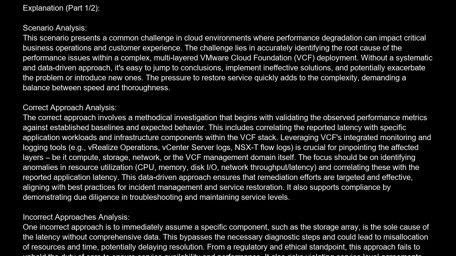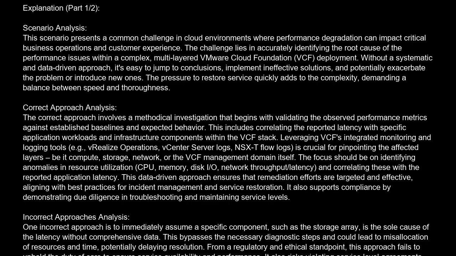Explanation. Scenario analysis. This scenario presents a common challenge in cloud environments where performance degradation can impact critical business operations and customer experience. The challenge lies in accurately identifying the root cause of the performance issues within a complex, multi-layered VMware Cloud Foundation (VCF) deployment. Without a systematic and data-driven approach, it's easy to jump to conclusions, implement ineffective solutions, and potentially exacerbate the problem or introduce new ones. The pressure to restore service quickly adds to the complexity, demanding a balance between speed and thoroughness.